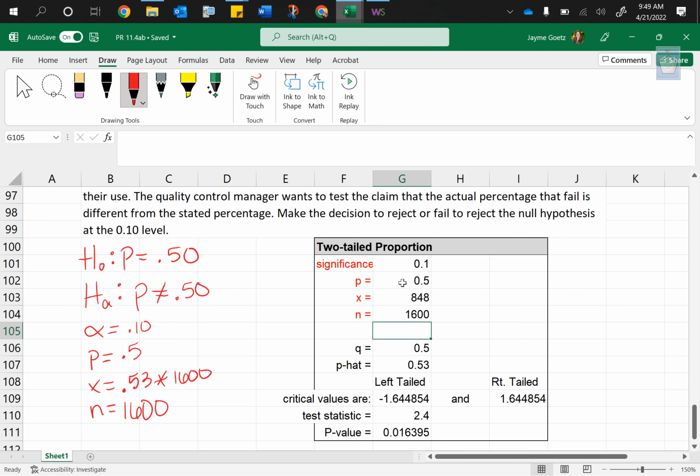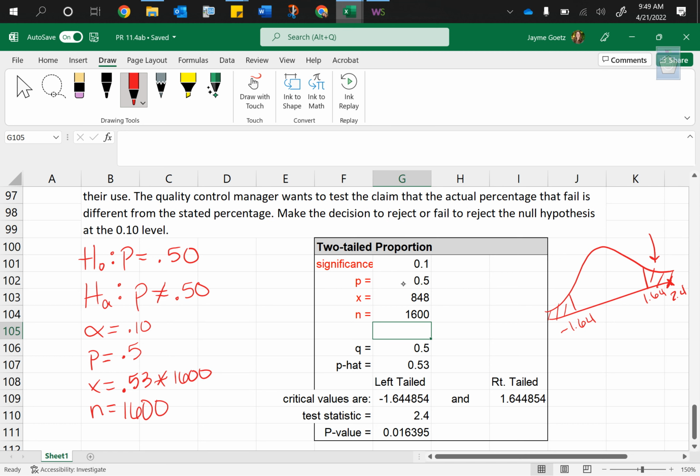Now this is a two-tailed proportion test. So again, if you want to sketch that picture, it's going to have two tails here. And my critical values are -1.64 and +1.64. Okay, and the rejection region's on the outside of them. And what is my test statistic here? It's 2.4. Well, that's going to be over here, 2.4. So is that in the rejection region? Absolutely. Here we are going to reject the null.